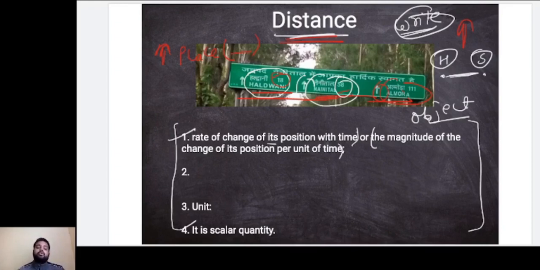So let's say you're traveling 2 kilometers. It's the speed.